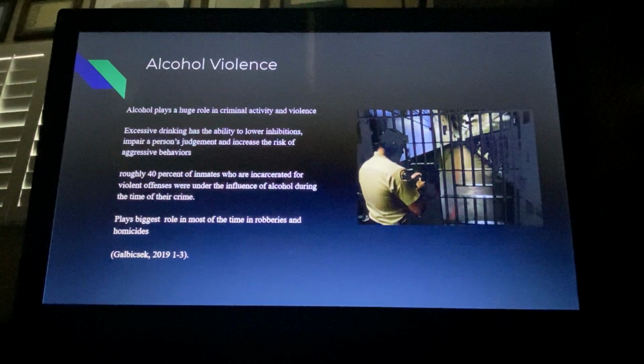Okay, so alcohol plays actually a huge part in violence. It has been linked to a lot of criminal activities and violence, and this is because excessive drinking has the ability to lower inhibitions, impair personal judgment, and increase the risk of aggressive behaviors. It was actually found that roughly 40% of inmates who were incarcerated for violent offenses were under the influence, which I thought was really interesting. And it plays the biggest role in robberies and homicides, which are very violent acts.